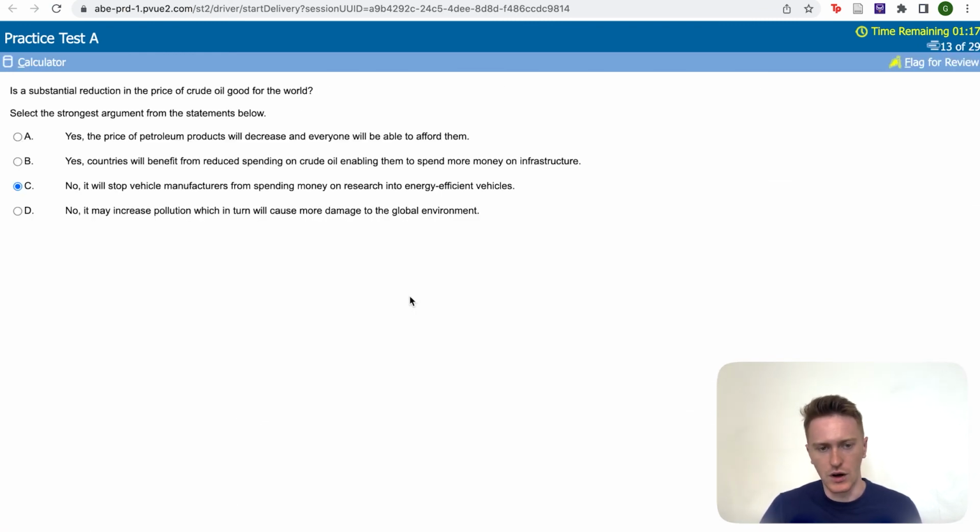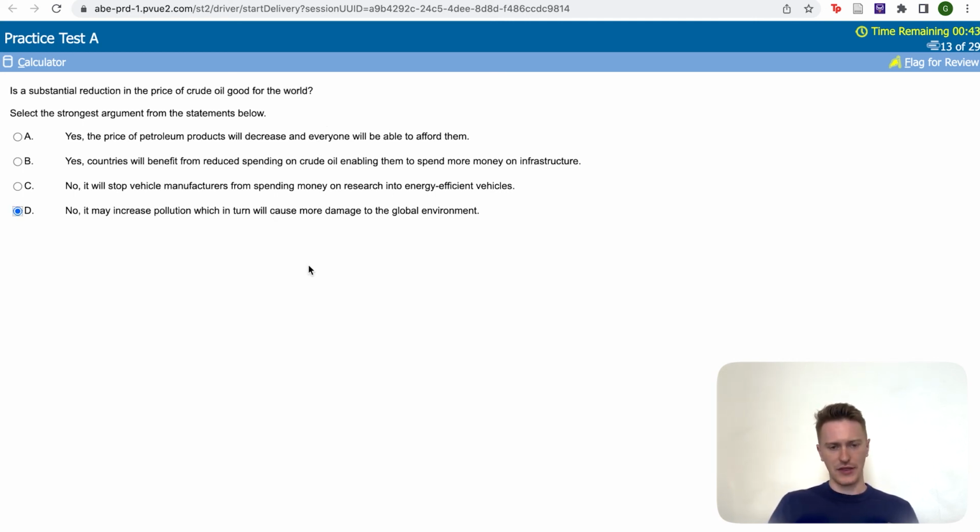I can't remember what this one was. Okay, this one was about crude oil being good for the world. A substantial reduction. It will stop vehicle manufacturers from spending money on research into energy efficient vehicles. Or no, it may increase pollution, which in turn will cause more damage to the global environment. See, the global aspect is really making me question it, because there's not much meat on this question apart from the word world. It has to be good for the world. And this is talking about the global environment. I may switch that answer.